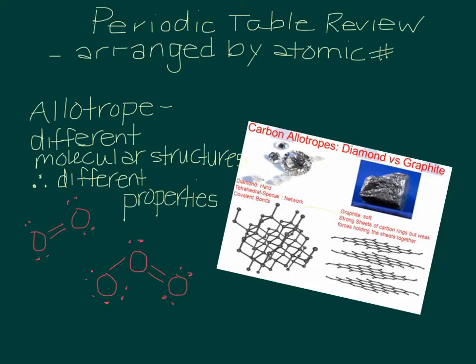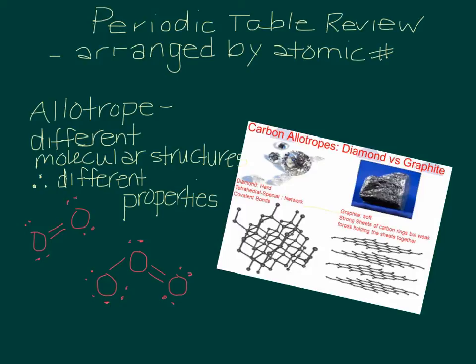Okay, so this is the review on the periodic table. First of all, the periodic table is arranged by atomic number. It was originally done by atomic mass, according to Mendeleev, but you guys know that that didn't work out so well. So then Moseley came along and they did some more work and decided that the best way to arrange it would be by atomic number.